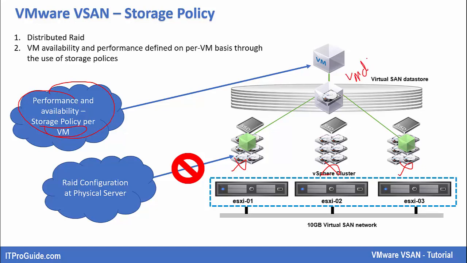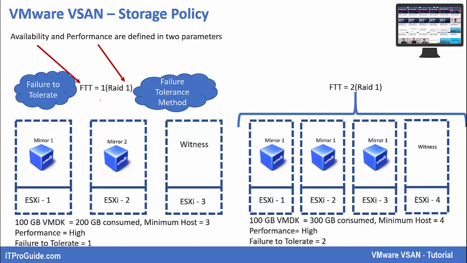So when we create a virtual machine, availability and performance characteristics are based on two parameters: failure to tolerate, you can see FTT, and failure tolerance method. It can be RAID 1 or RAID 5 or RAID 6. So in the picture, the first configuration is failure to tolerate equal to 1 and failure tolerance method equal to RAID 1. In a RAID 1 configuration, it keeps a mirror of the same data.